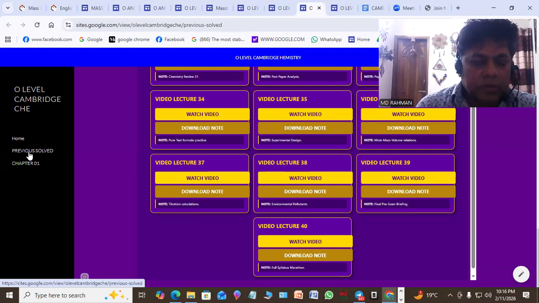If you go to the page of the previous solve, or click on the button, the previous solve, you will get in detail the answer of the previous solve, respective notes, and respective video discussion. So no problem at all. Everything has been covered, and every previous question has been solved here correctly with the correct explanation.